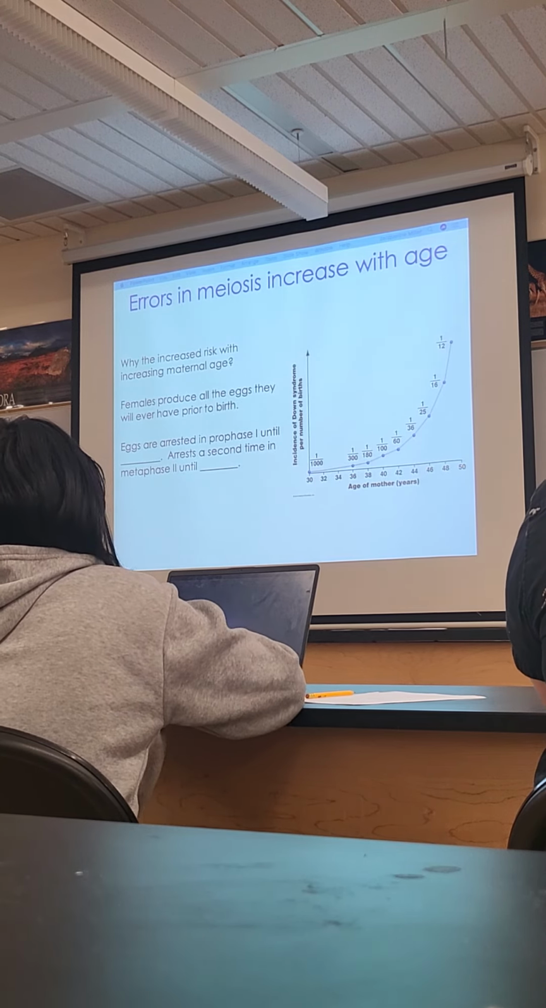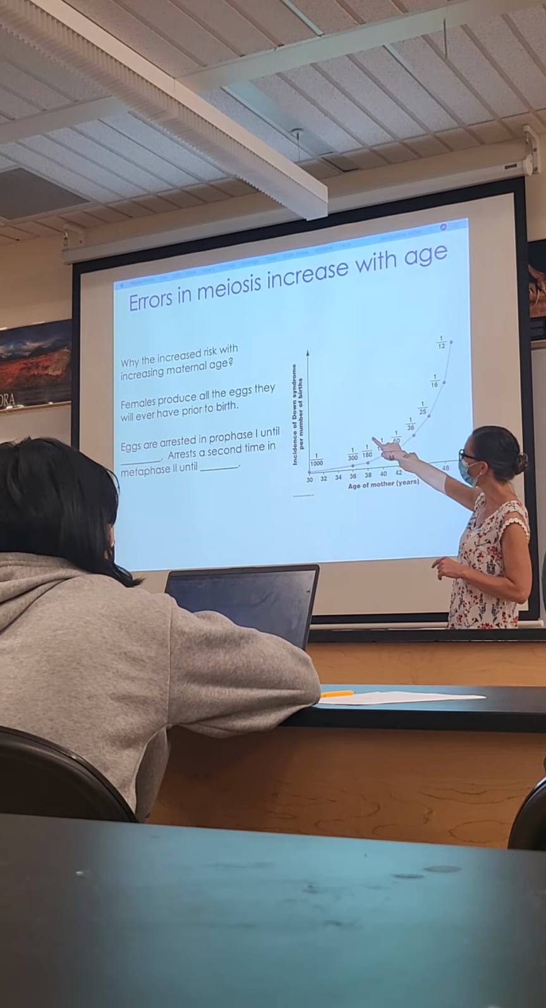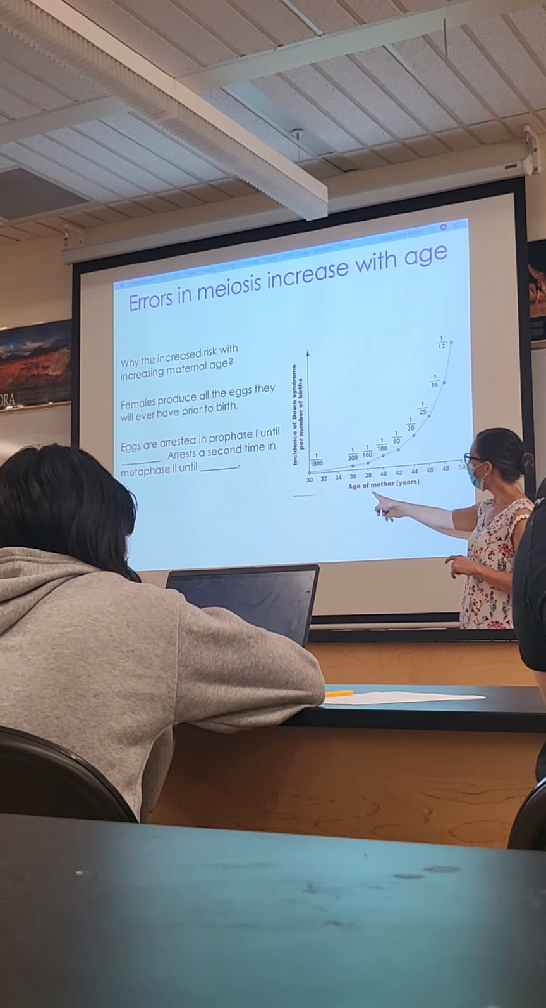Why are they more common with age? This is just a graph, just looking at Down syndrome, but the incidence as age increases.